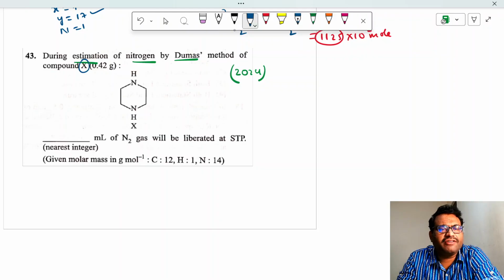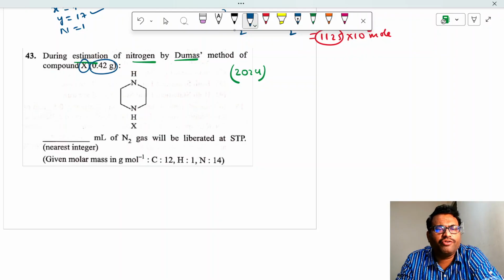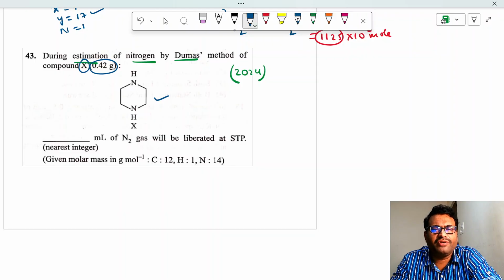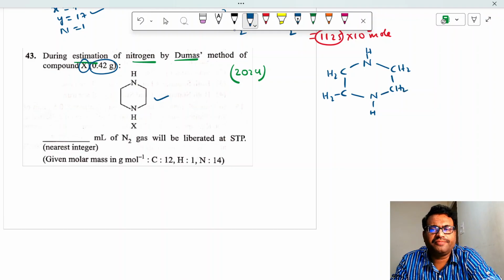The compound X is given, its mass is given, 0.42 grams. So here is the compound X. If you write this compound in detail, how will you write it? NH, right? CH2, CH2, NH, CH2, CH2. So this is the compound.